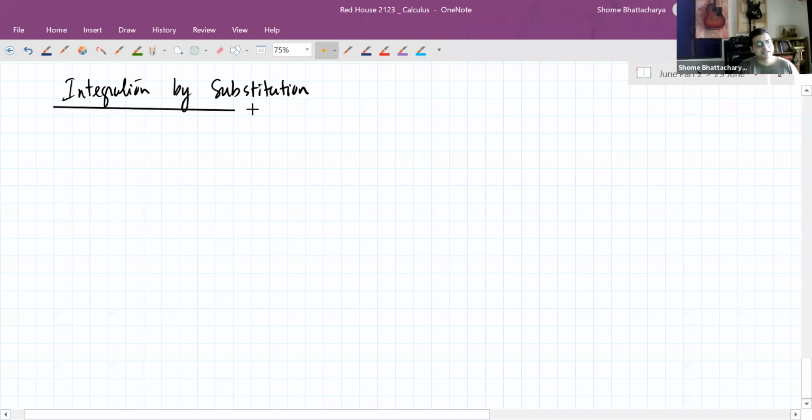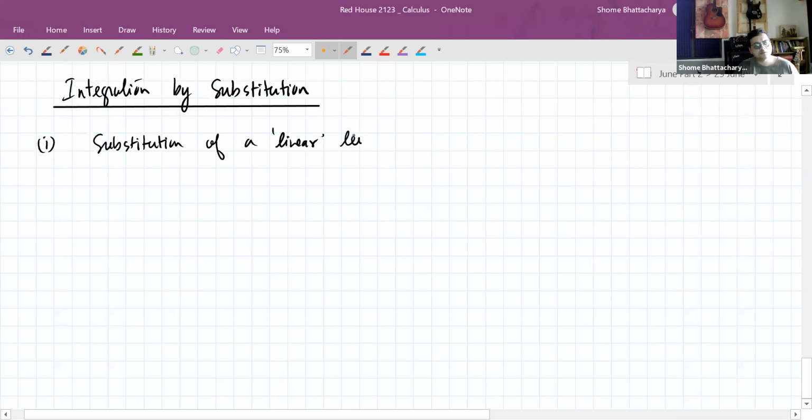So there are many different types of substitutions that can be done, but we'll start with the first one, which is a very simple type of substitution. That is, whenever we have to do substitution of a linear term. So I'll just express it with an example, then we'll make a generalization of it. So suppose we were integrating square root of something like this, 2x plus 1, which is a linear term.